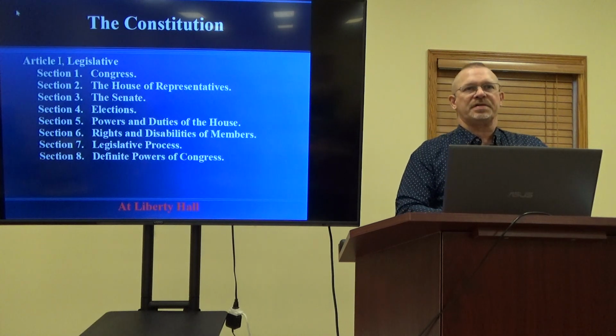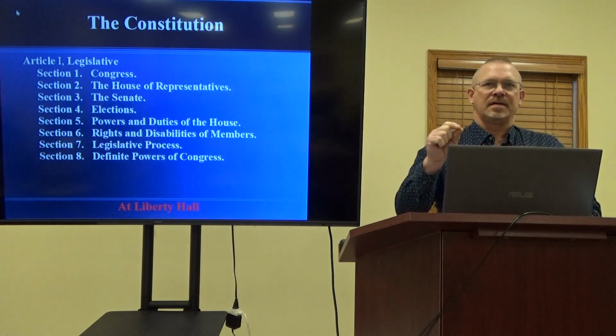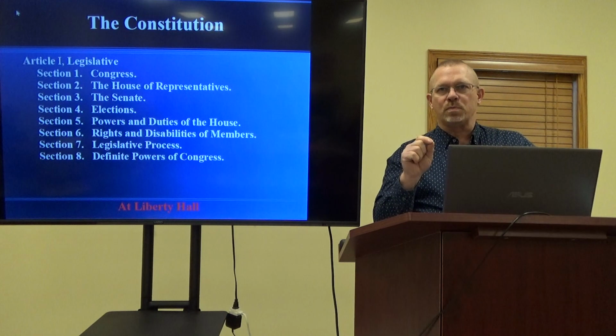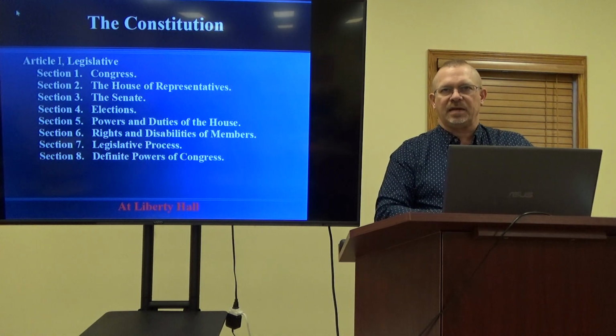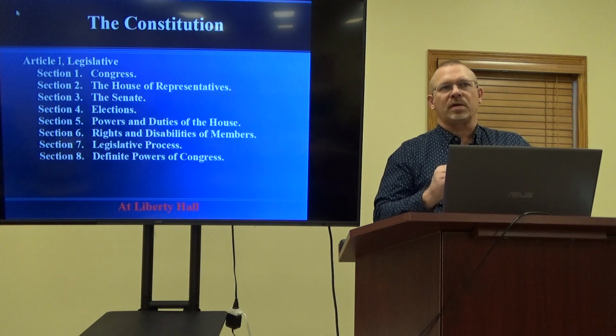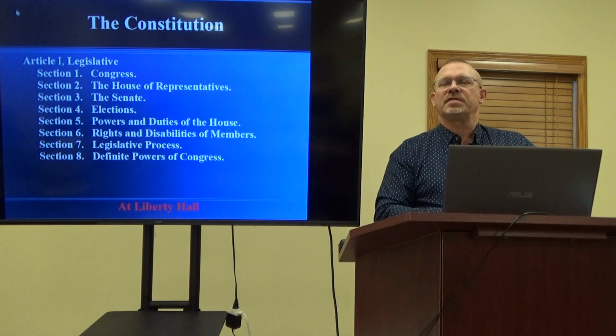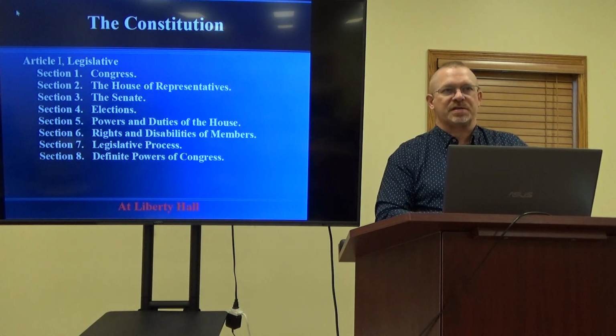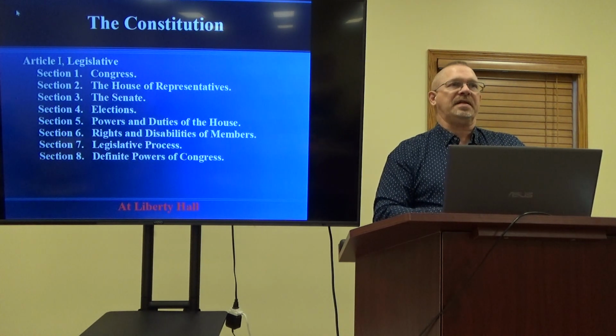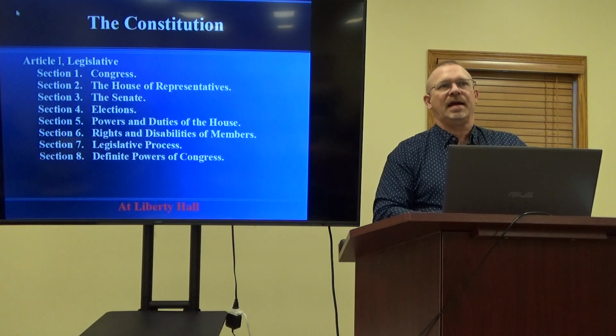Remember in 45 where it says the federal government has defined powers, enumerated powers? Those are found in Article 1, Section 8. That's important for people to know. Because when you're watching the news and they say Congress came up with a bill on this, you look in those 18 clauses and you'll find out that they didn't have the power to do any of that.